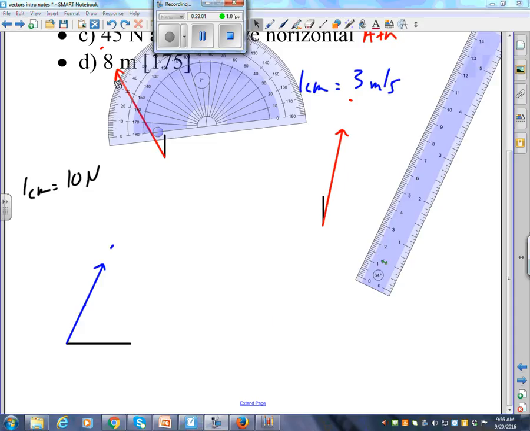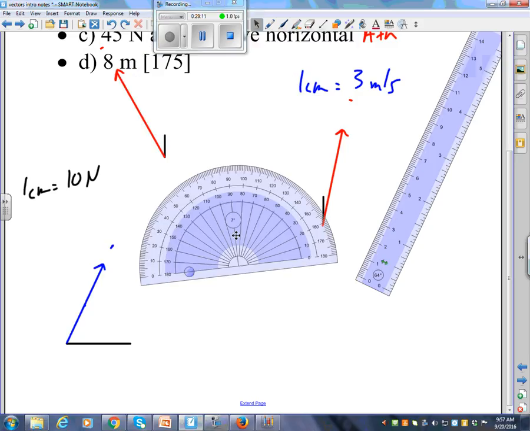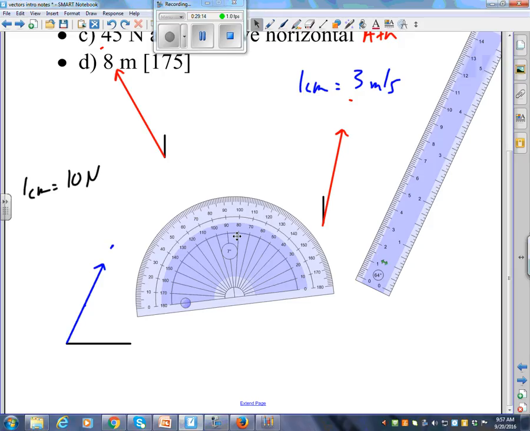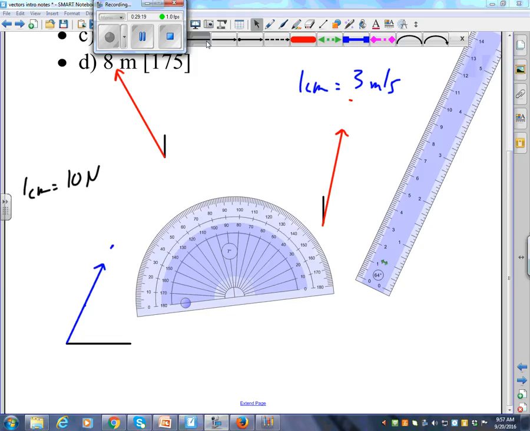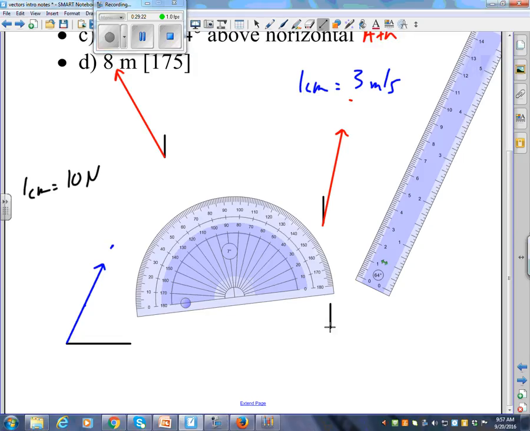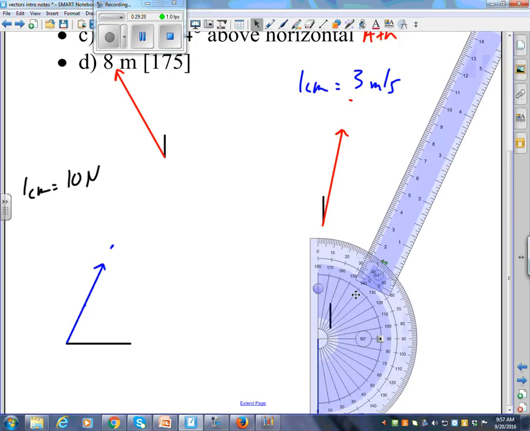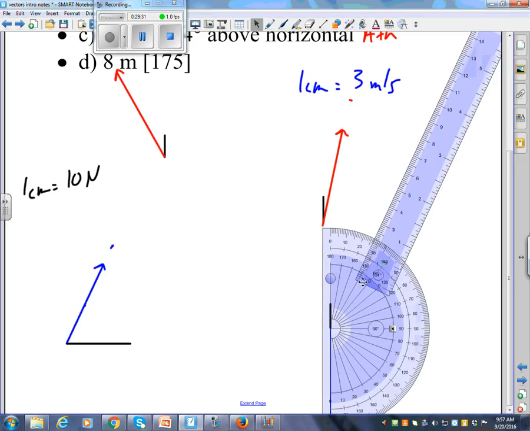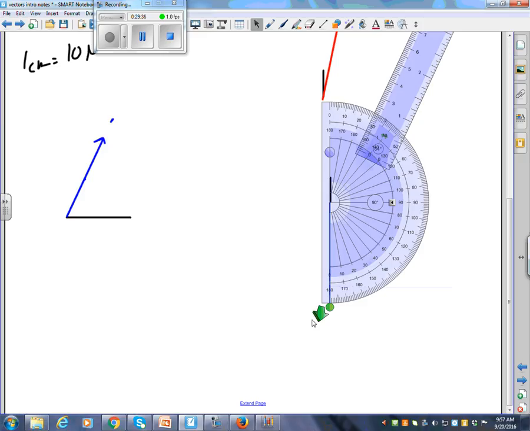Okay, so 8 meters at 175. 175 would be almost straight south, right? 180 would be there. So you're going to take your ruler. When you do this kind, it's probably best to draw your reference line north. All right, and then we're going to go 175. So put your 0 at north, and we're going to go 175 from the bottom, and then we're going to go 175 degrees. So there's 170. 175 would be right there.